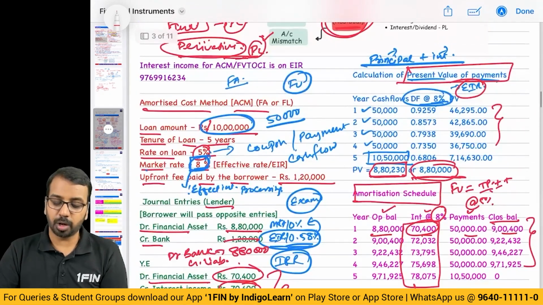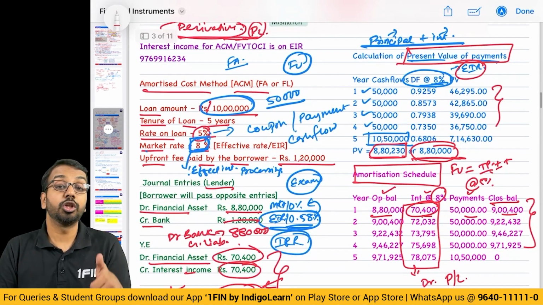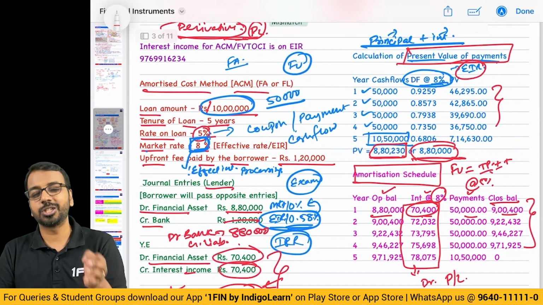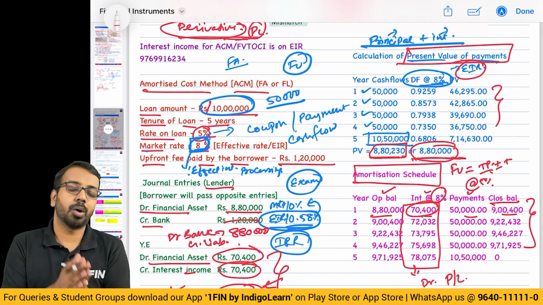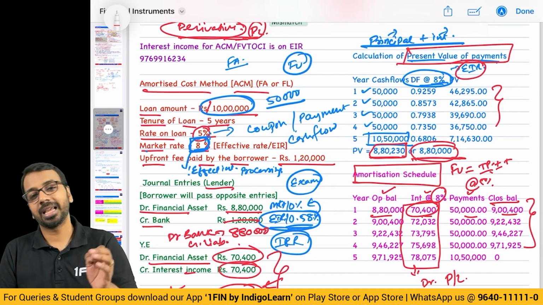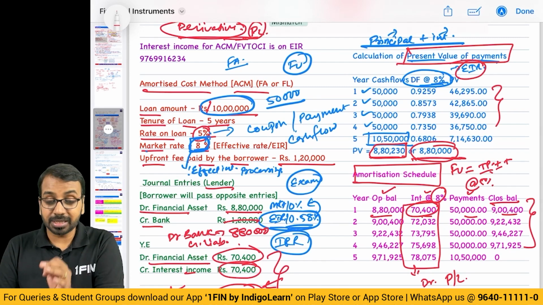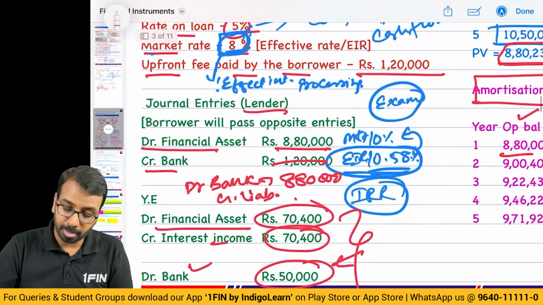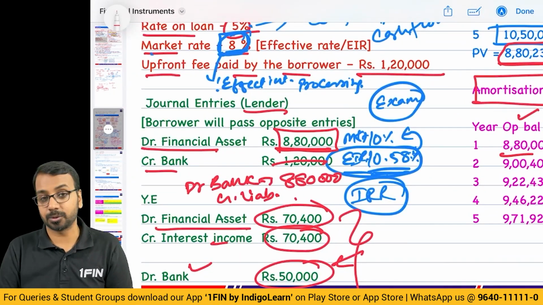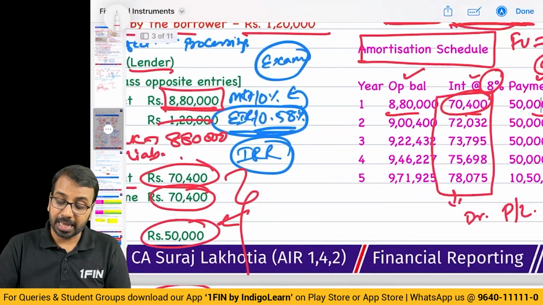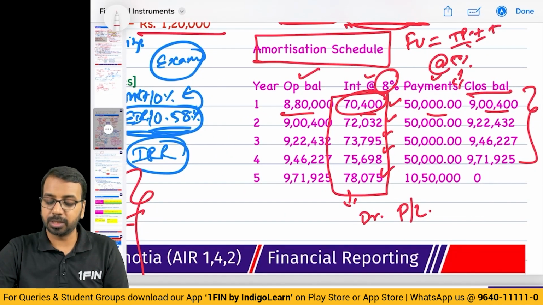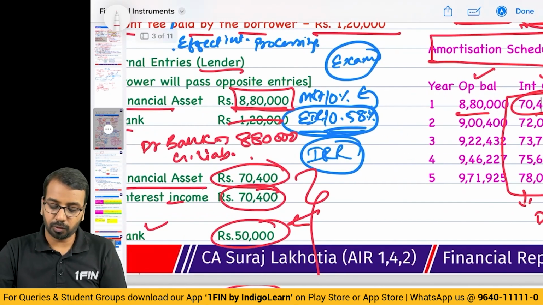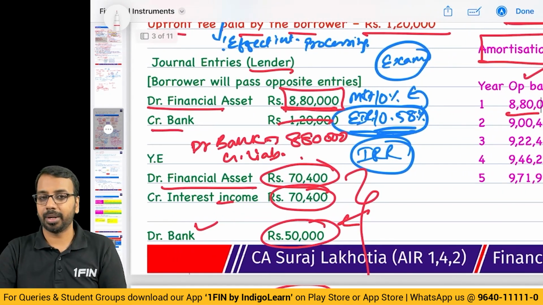So when it comes to the amortized cost method, first you will consider what? First you will consider the present value of all the payments discounted at the effective interest rate. After you have discounted, you will record it at the fair value of 8,80,000 in this particular case. Every year you will record interest income and all the payments will be credited to the financial asset. For these two, you can pass a single combined entry as well.